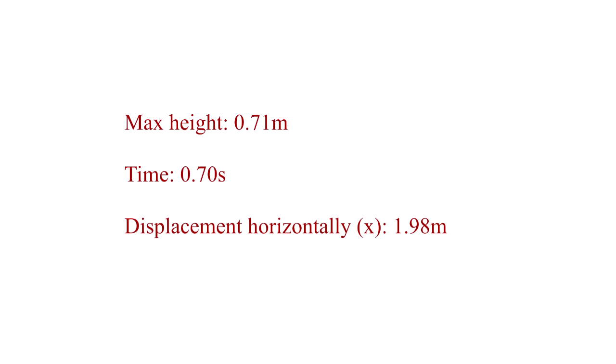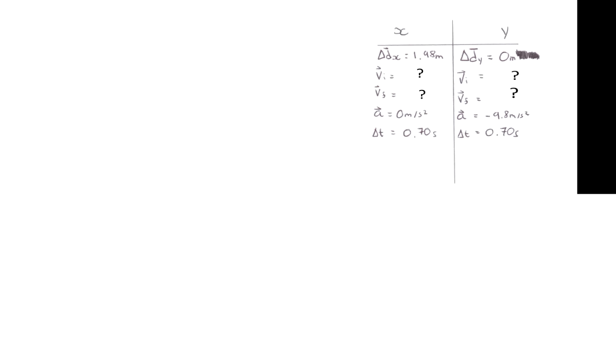Logger Pro also gave me the x displacement, or the resultant displacement of the jump, which was 1.98 meters. On the top right is a chart of the vertical and horizontal values based on the data I've collected. First off, I want to start with finding the initial velocity in the y by using this formula.